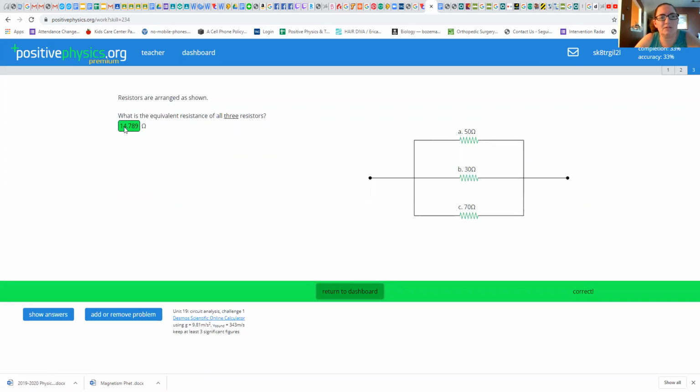Okay, so this one says, what is the equivalent resistance for all 3 resistors? Okay, so this one is parallel. You're just solving for a parallel connection, parallel resistance. So remember, it's 1 over 50 plus 1 over 30 plus 1 over 70. And you plug that into the calculator.